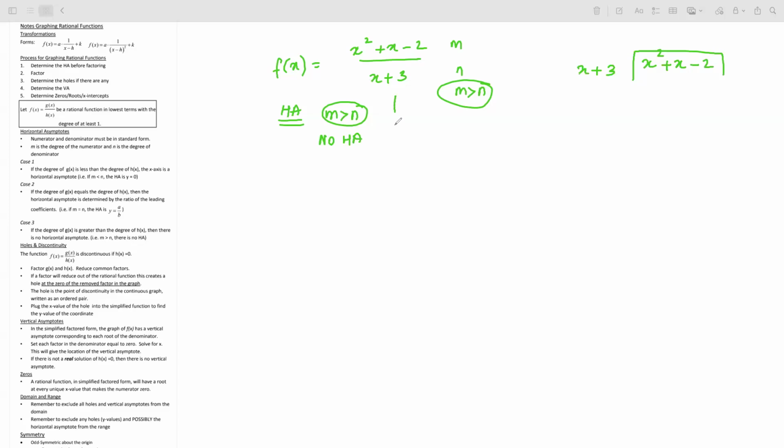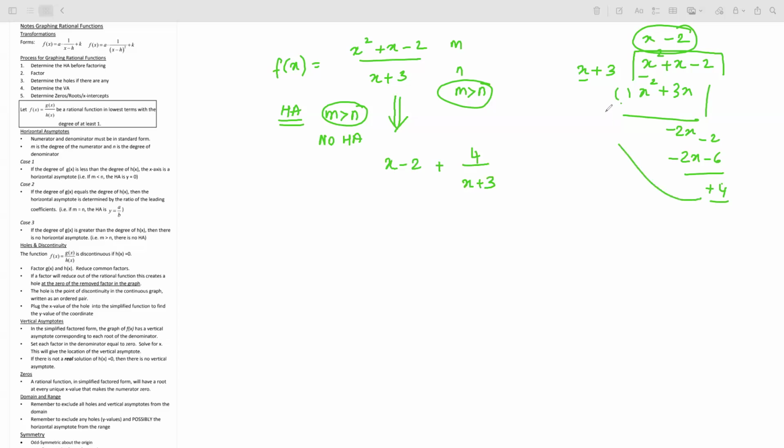So we have to rewrite this equation into a form with this. How? When I divide this, I get x² + 3x. Subtract both, you get -2x - 2. So this becomes -2x - 6, and the remainder is 4. Any questions here? So in this scenario, I can rewrite my equation as the quotient x - 2 plus 4/(x + 3). Am I making sense, guys?